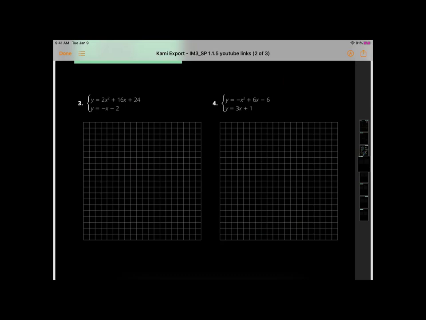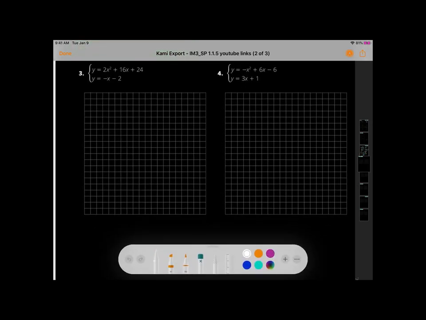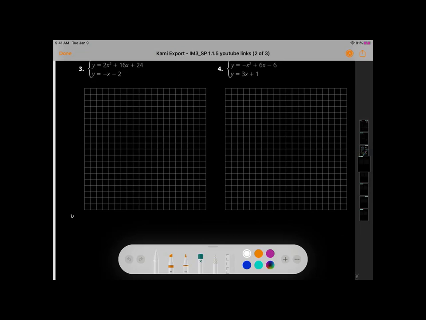Hey math lovers, let's go over number 3. Again, we're solving this system and then we're going to graph it to verify our answer. Okay? So let me write this problem down below so we have some more space. I have y equals -x minus 2 and y equals 2x squared plus 16x plus 24.